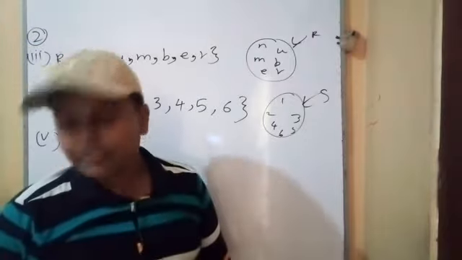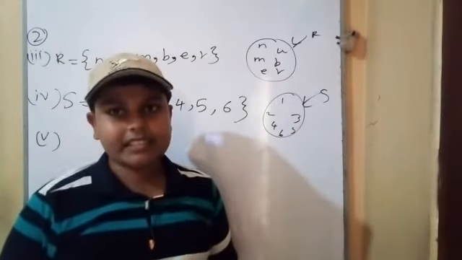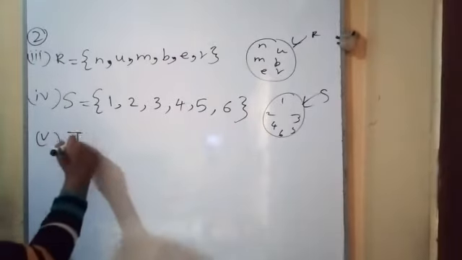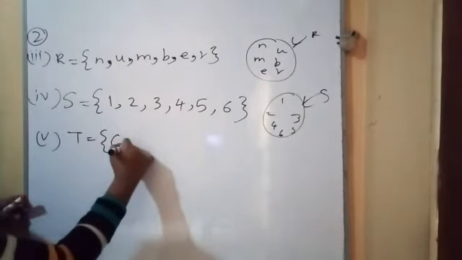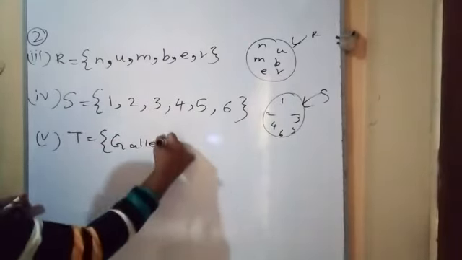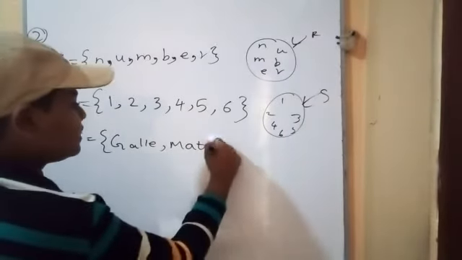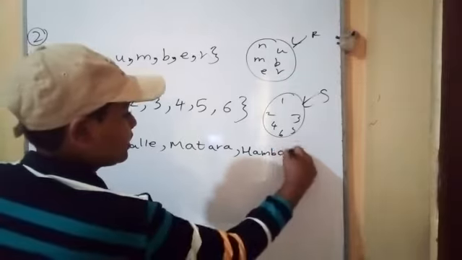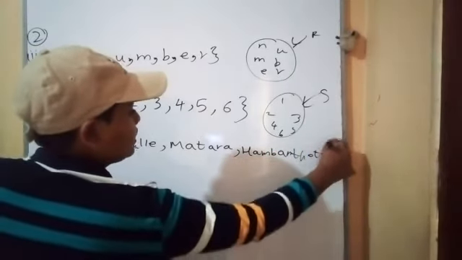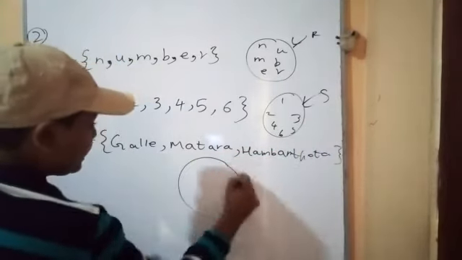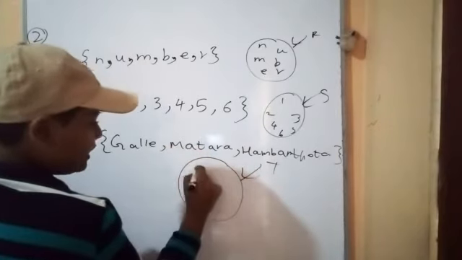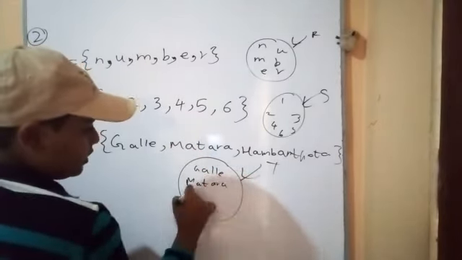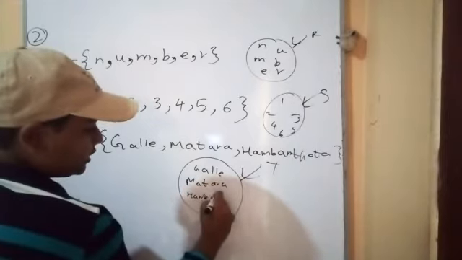Now the fifth one. T. Districts of the southern province. What are the districts? Galle, Matara, Hambantota. Get the T, southern province. Galle, Matara, Hambantota. One total. Now get a Venn diagram, name it as T, and write the districts. One total.